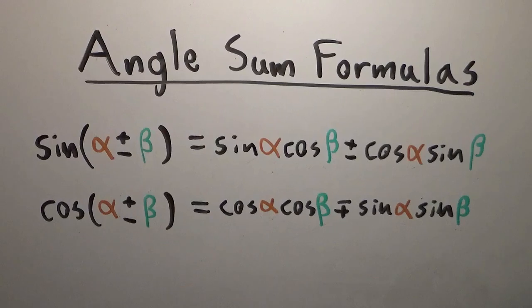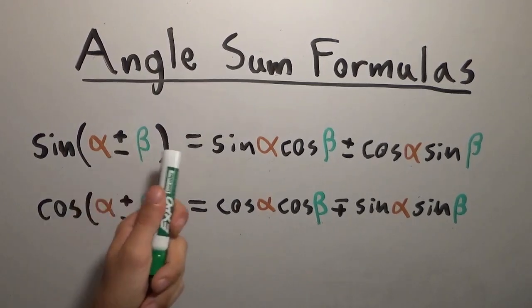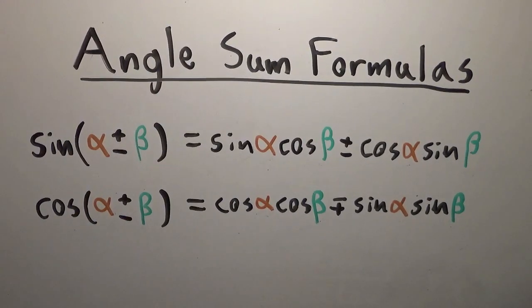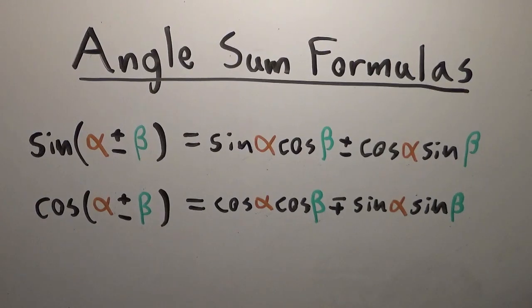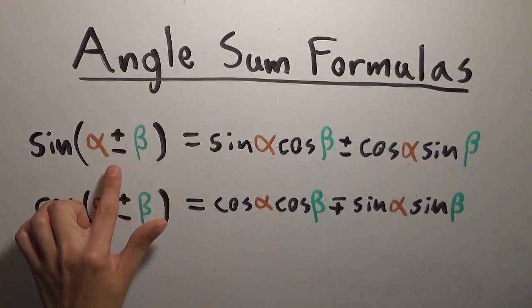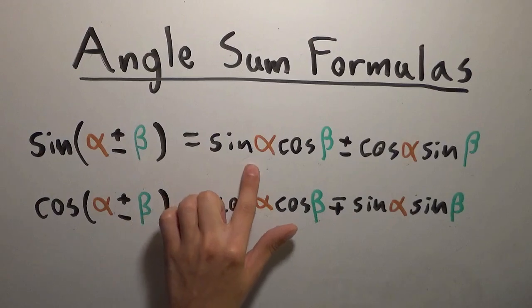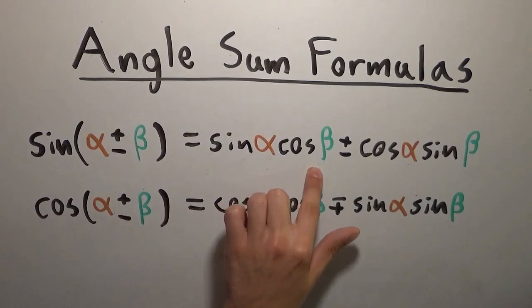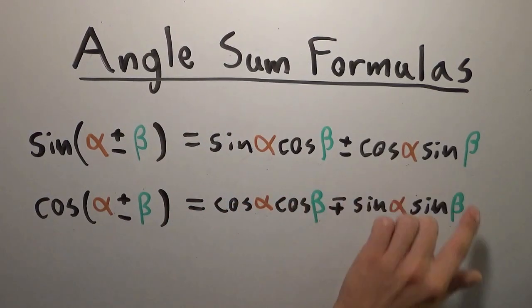All right, so as I said in the introduction, we're going to be covering these two angle sum formulas in this video, and in the next video we will cover the ones for tangent and cotangent, but for now we're just going to focus on these two. Let's take a look at what they actually say. It says that the sine of alpha plus or minus beta is equal to the sine of alpha times the cosine of beta plus or minus the cosine of alpha times the sine of beta.